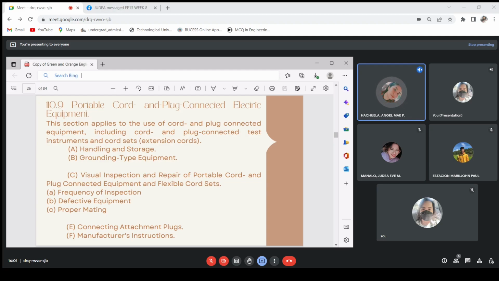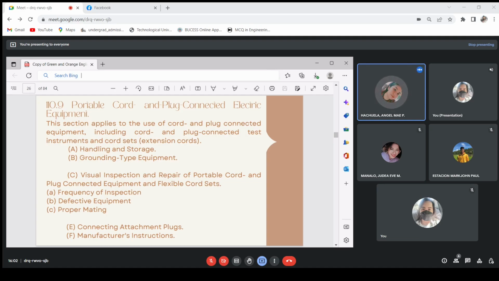Letter E is the connecting attachment plugs. So, employees' hands shall not be wet when plugging and unplugging flexible cords and cord and plug connected equipment if energized equipment is involved. Energized plug and receptacle connections shall be handled only with insulating protective equipment if the condition of the connection could provide a conductive path to the employee's hand. An example is if a cord connector is wet from being immersed in water.